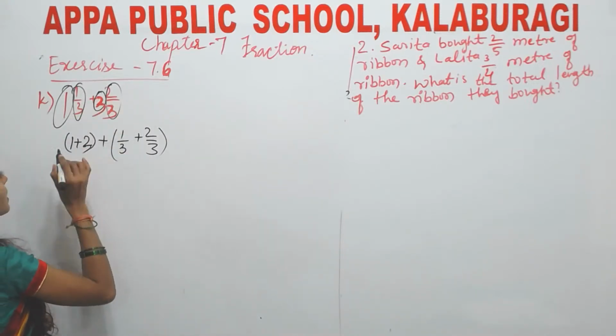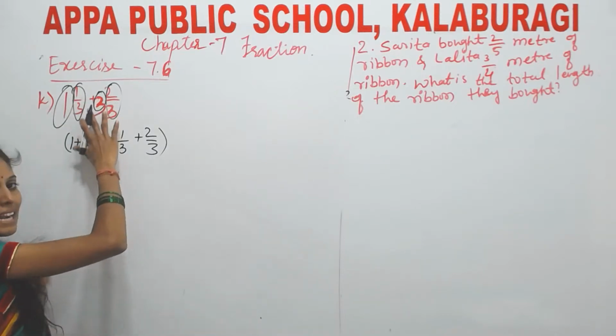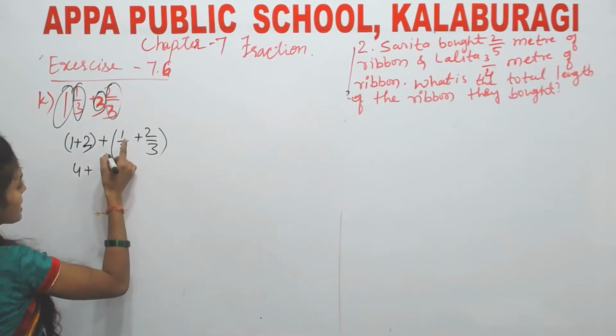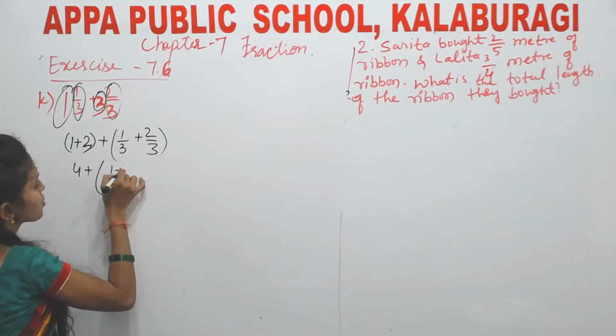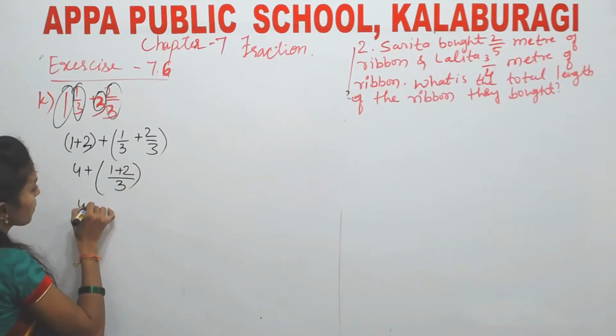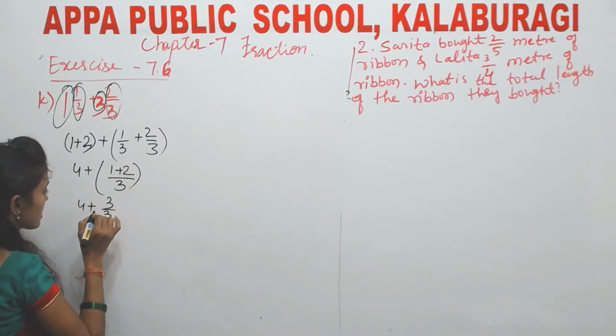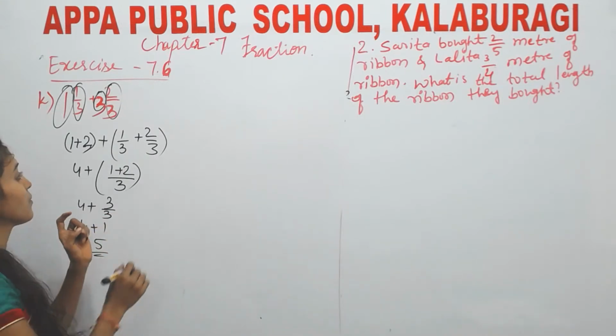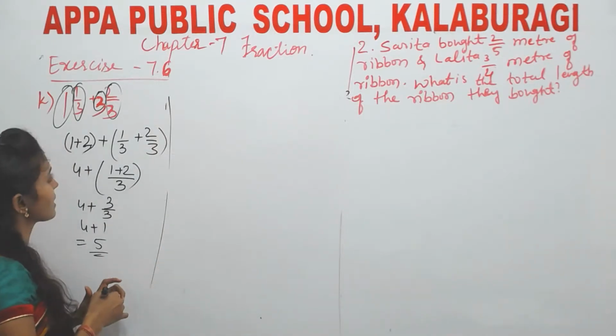1 plus 3, so we are adding whole parts and fractional parts. That is 4 plus 1 plus 2 divided by 3. Because the denominator is same, so 4 plus 3 by 3. This is nothing but 4 plus 1 is 5. For the same thing, I'll explain another method.